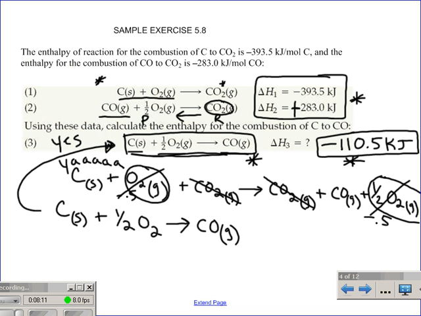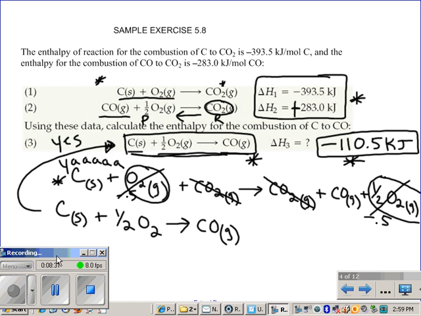Now I know it's a lot of work for one little number, and eventually you'll get to the point where you're comfortable with, okay, I've done the right things to the equations, I know it's right, I don't need to do this confirmation step down here because that's really what's time consuming, not the adding the delta H values together. So Hess's law, another way to find the delta H of a reaction.